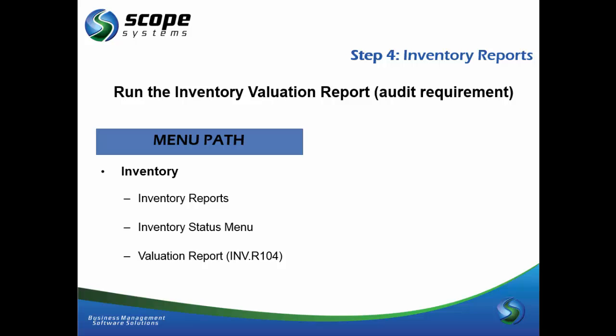Running the inventory evaluation report. This is an audit requirement. The menu path would be inventory reports, inventory status menu, valuation report. This will also be highly dependent on whether you've upgraded to 720 or 710 because the reports now reside in Cognos. However, you still have access to phase 6 reports.